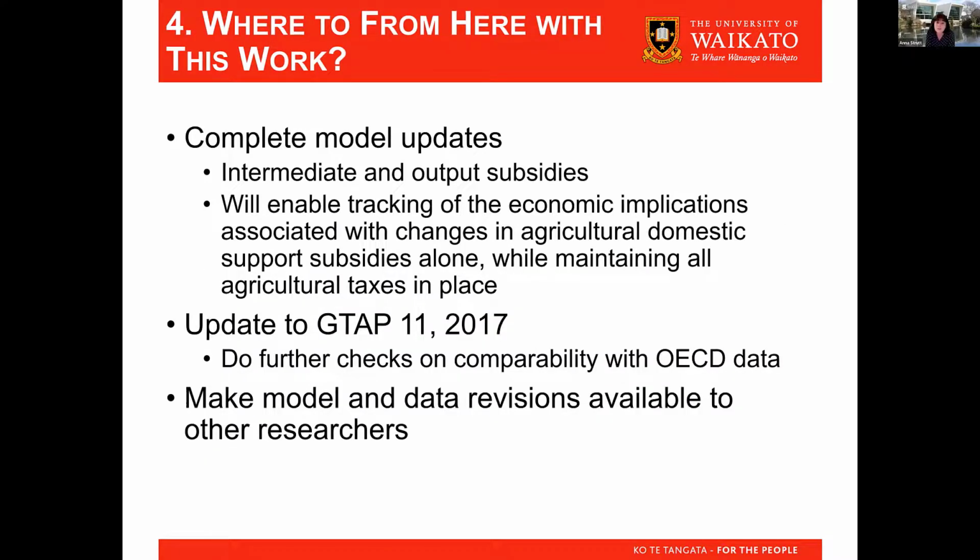So where to from here with this work? The first thing we're going to do is complete the model updates. We want to get those intermediate and output subsidies split the same way that we're currently doing with factor subsidies, and also there's some data splitting that I mentioned that also needs to be done. What this will allow us to do is to track the economic implications associated with changes in agricultural domestic support subsidies alone. So we'll be able to directly target those subsidies while we're maintaining any taxes that might be in place. So we've got rid of that masking problem of the taxes. And also we're able to hit those subsidies that might have previously been masked by a tax.